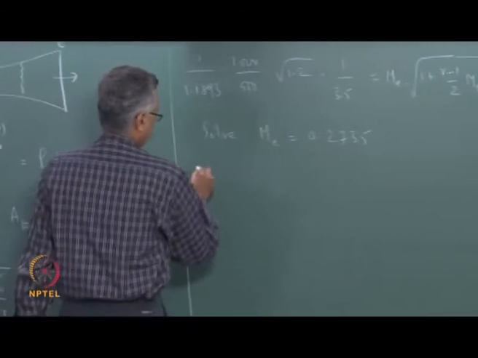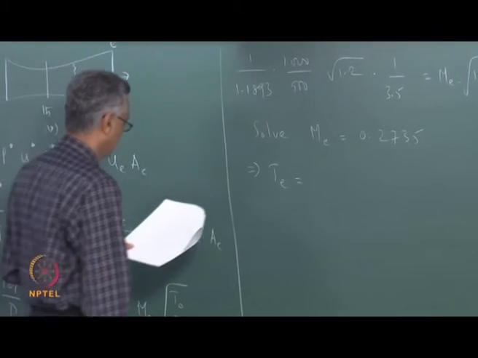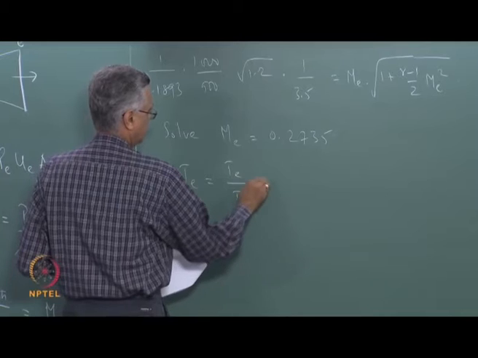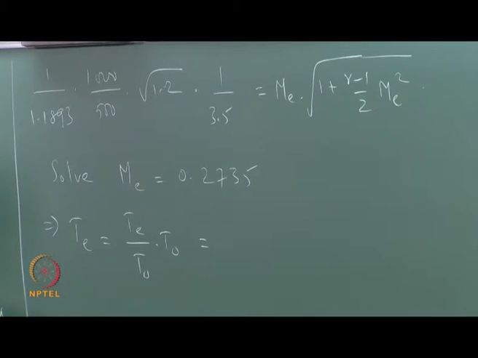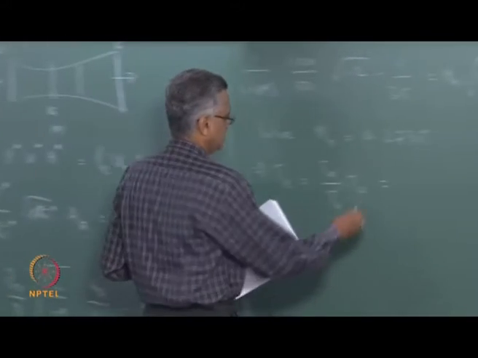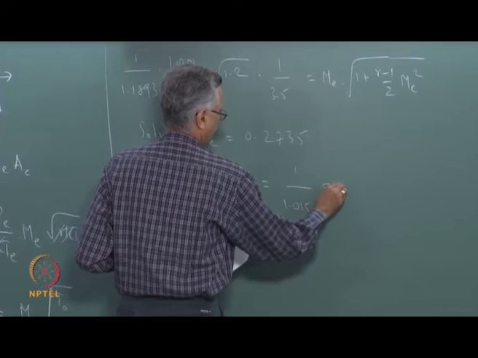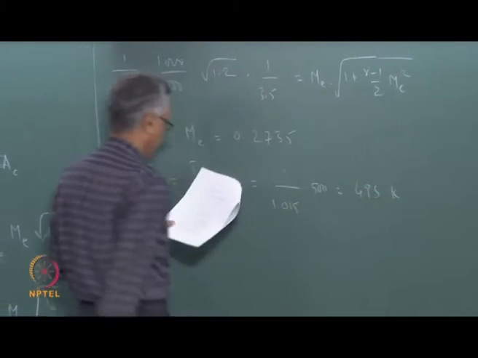So from this I can get my T exit to be T exit over T naught times T naught. T naught remains the same across the shock wave also. So I can get this to be 1 over 1.015 times 500, which gives me 493 Kelvin. That is the static temperature at the exit.